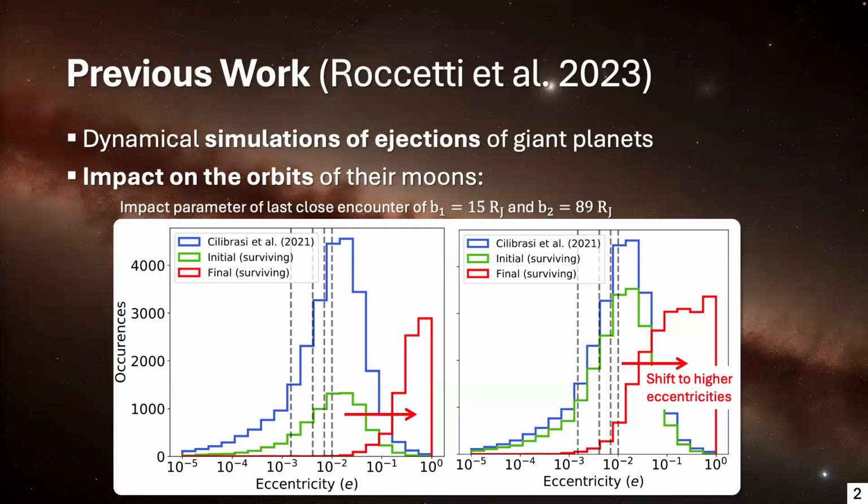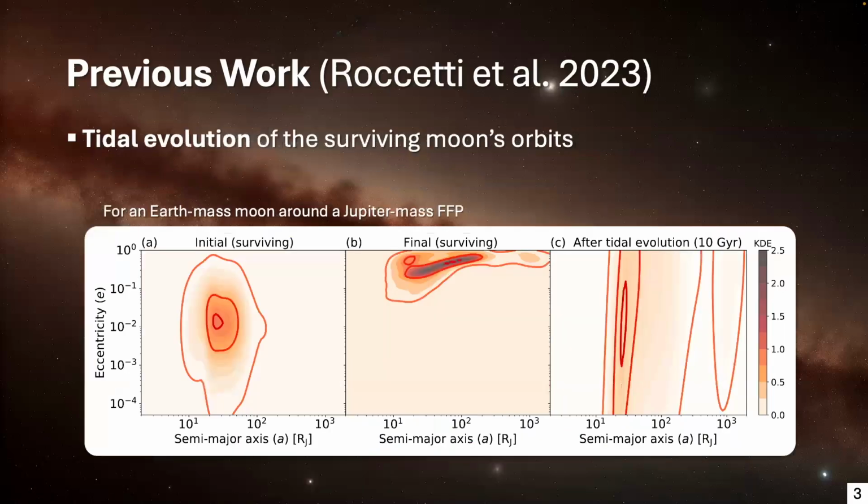And if we now compare the green to the red curve, we can see that after the ejection, as I said, these orbits get excited and they move to higher eccentricities and then provide more tidal heating. We can see the same distribution here, with the eccentricities on the y-axis and the semi-major axis of the surviving orbits on the x-axis. And then on the right, you can see the tidal evolution after 10 billion years. You can see how the orbits slowly circularize, and therefore the eccentricity decreases.